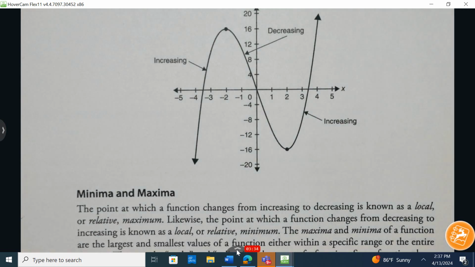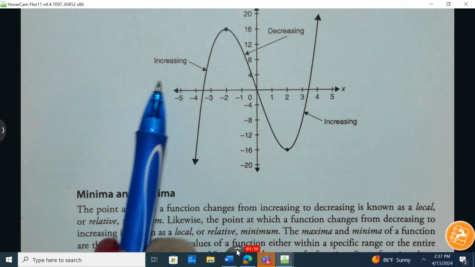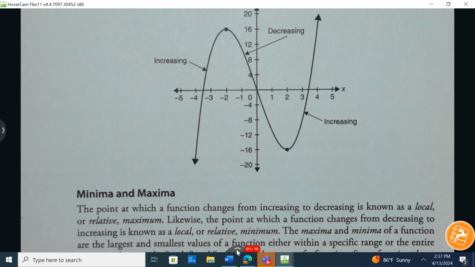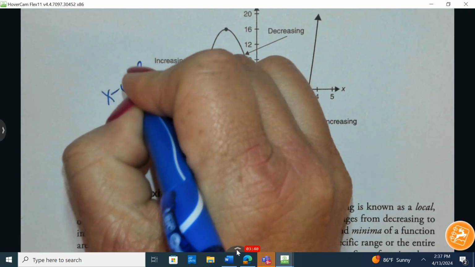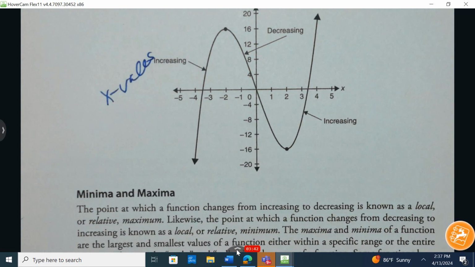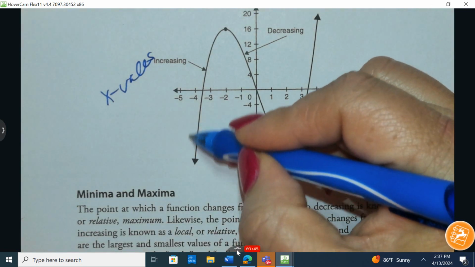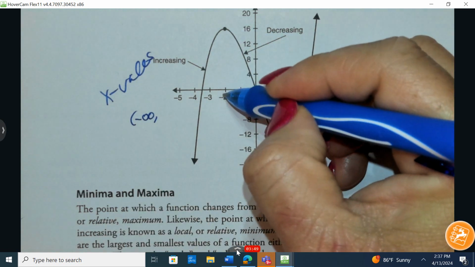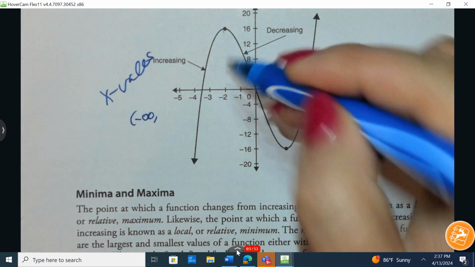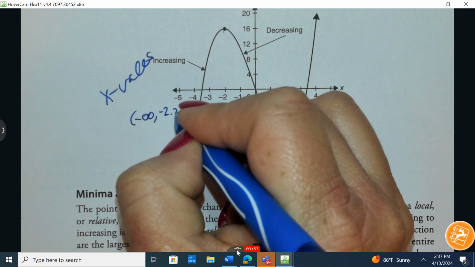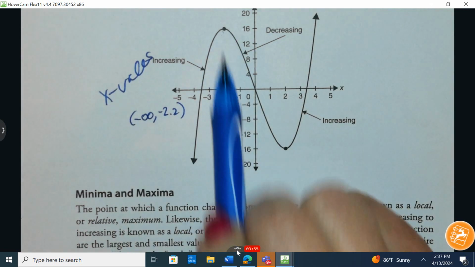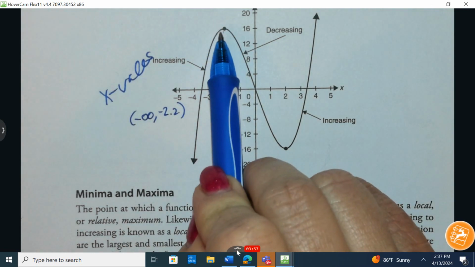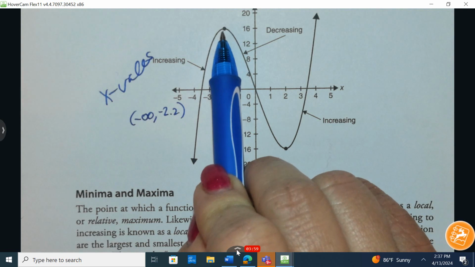This next page is just two things I want you to recognize. Whenever you describe increasing or decreasing intervals, we always describe them in terms of x values. So for instance, the interval that is increasing here comes in terms of x's from the far left, and it continues to increase. I'm going to have to estimate there to -2.2. Now at -2.2, if I'm correct there, it's neither increasing or decreasing, it's resting.